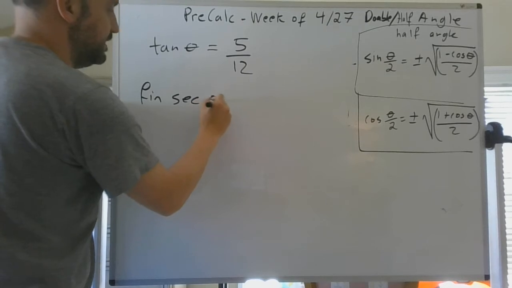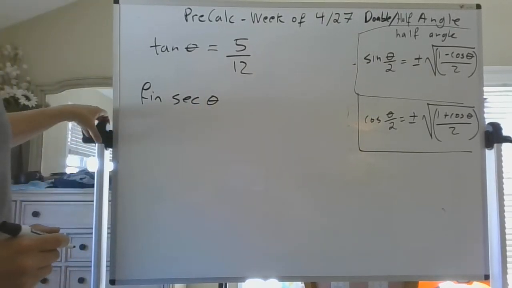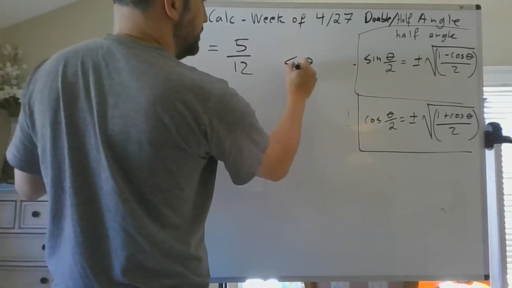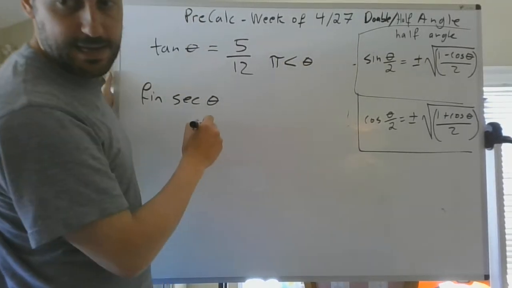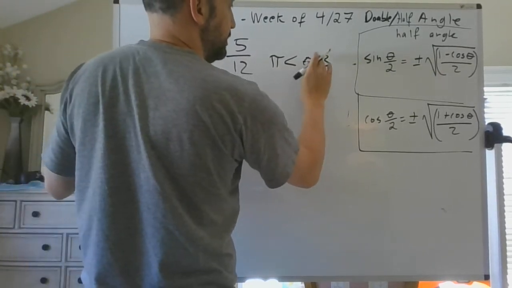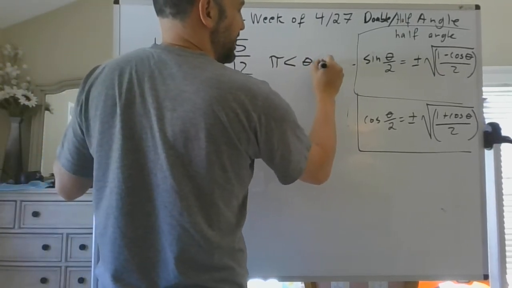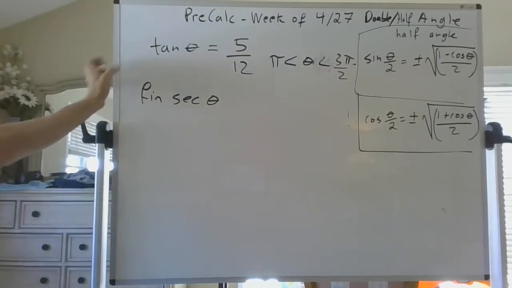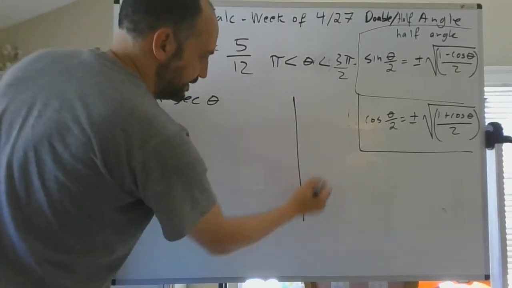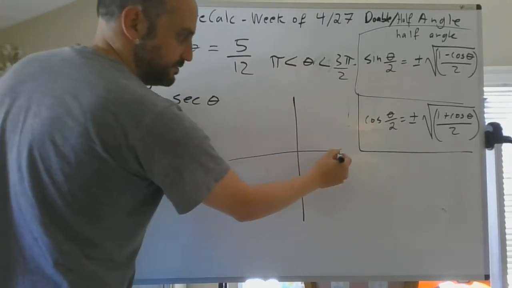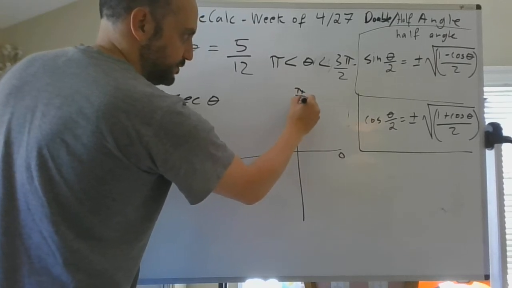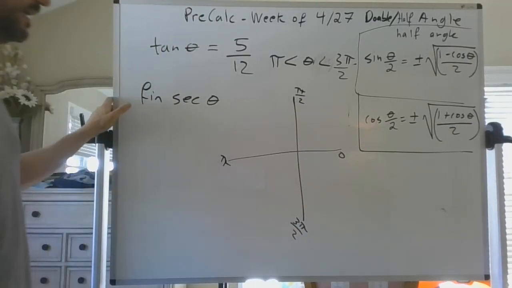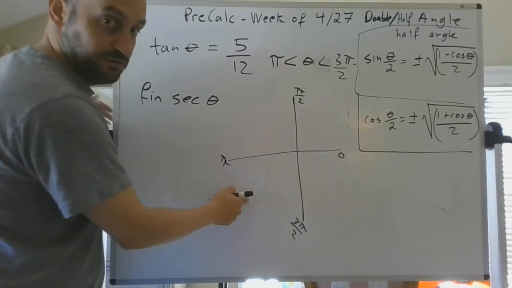secant of theta, but I will tell you this, since tan of theta is equal to 5 over 12, I'm going to say that theta is in between pi and 3 pi over 2. Okay, so I have to tell you where it is. So let's think about that. Pi and 3 pi over 2, where does that lie? That's not first quadrant because remember, that's 0, pi over 2, pi, 3 pi over 2. Okay, so where does it lie? That means between pi, so it's right here in quadrant 3.